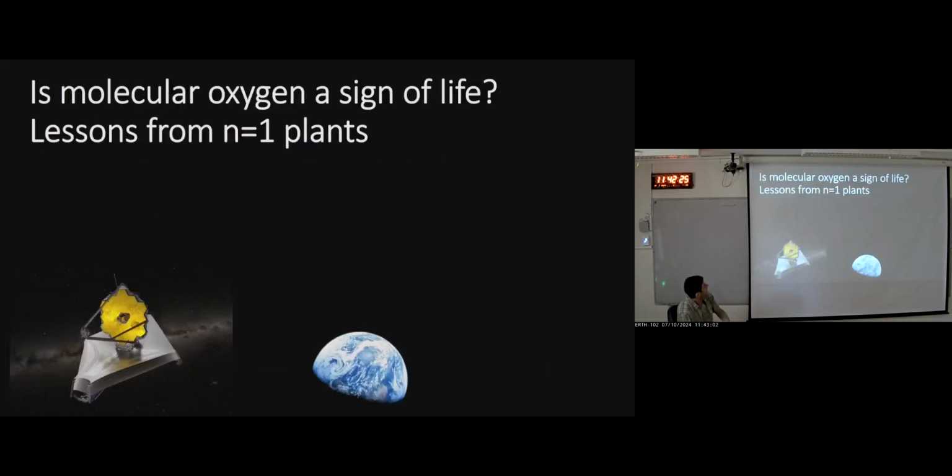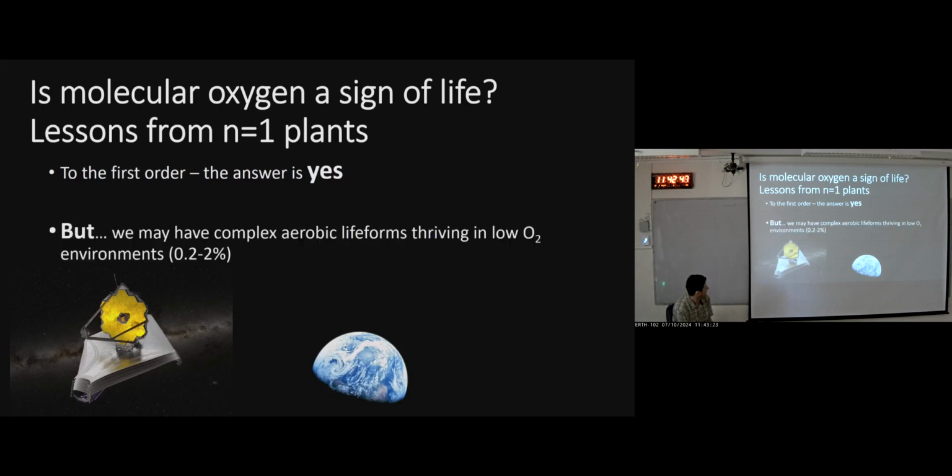So what is the lesson that we learn from an N=1 planet? Is oxygen a sign of life? To the first order, yes. To have more oxygen in the atmosphere, the mechanism that we know of is having a lot of photosynthesis. But we can have complex life forms like animals, aerobic life forms, evolving and thriving in environments that have relatively low oxygen in them. Maybe a few percent is enough.